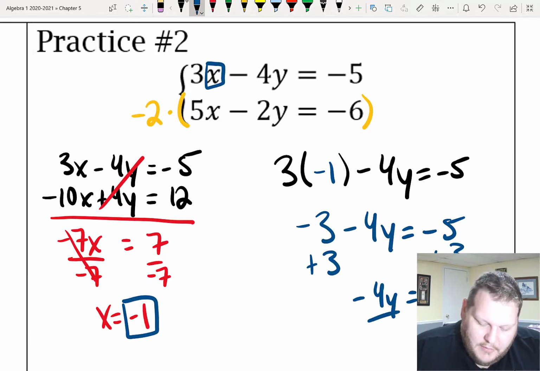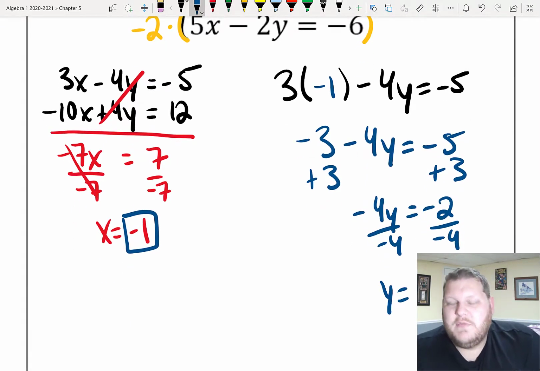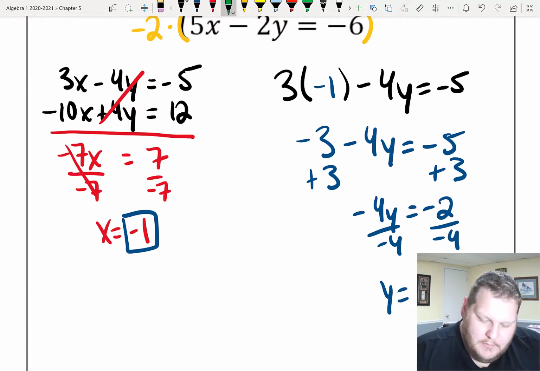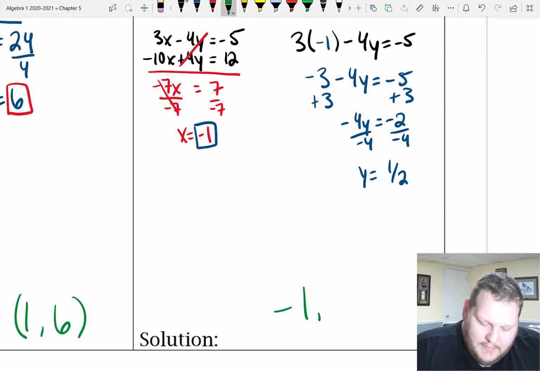So when I divide through by negative 4, we actually end up with a fraction, 1/2. Still not bad in terms of fractions. So negative 1 comma 1/2 is my solution.